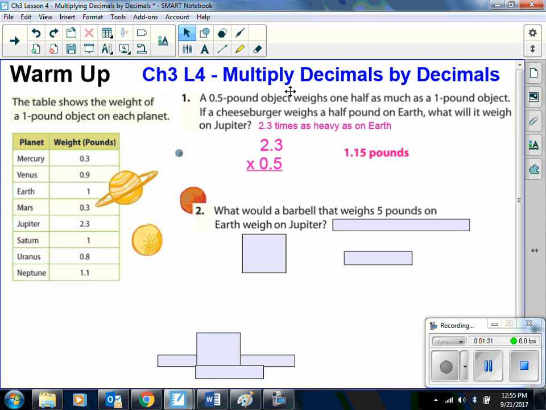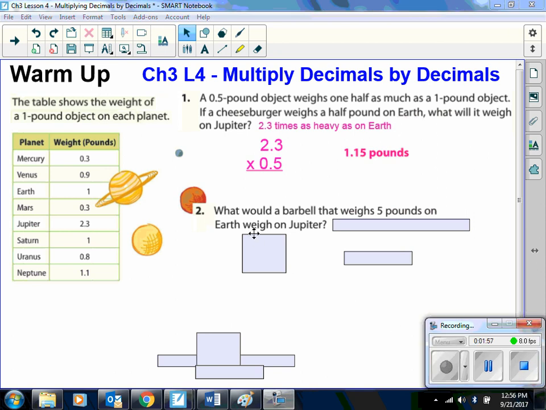Now, I'm not going to explain all of this right now because I'm going to talk about it during the lesson. I just wanted to explain what you're supposed to do here. So you're multiplying 2.3 times 1/2 because the cheeseburger weighs 2.3 times as much.